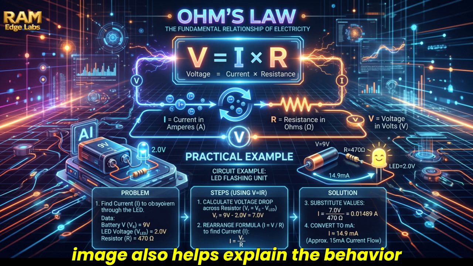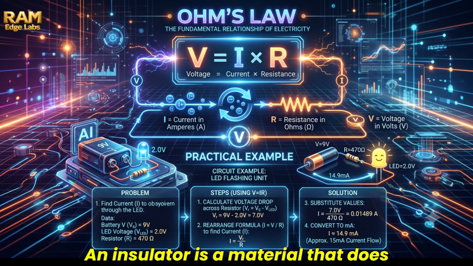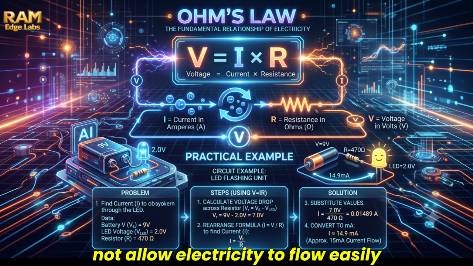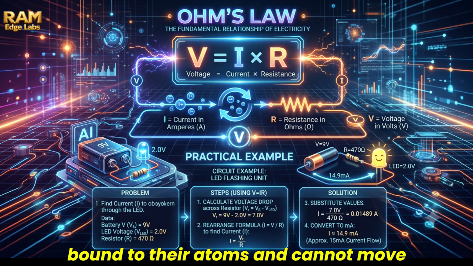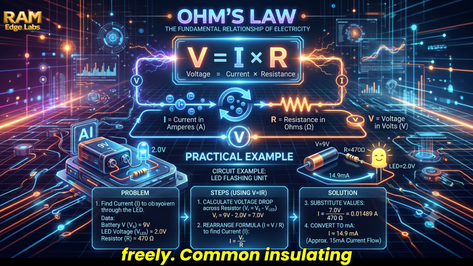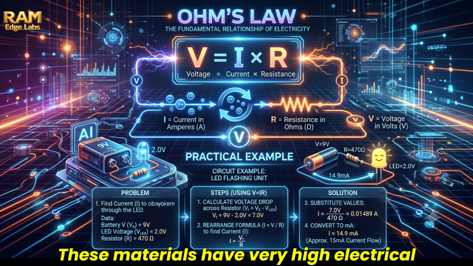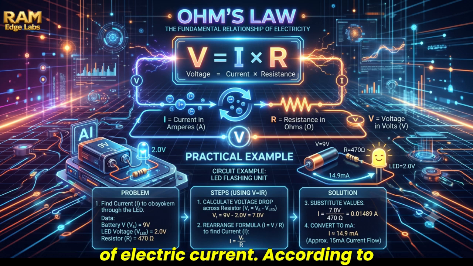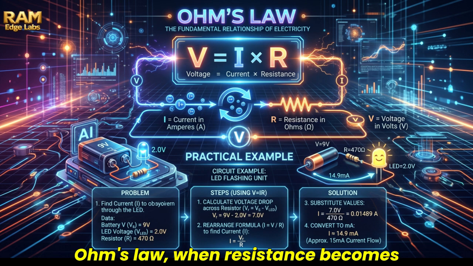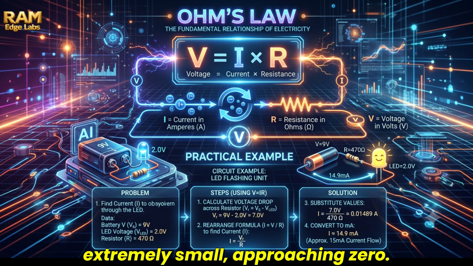The image also helps explain the behavior of an insulator using Ohm's law. An insulator is a material that does not allow electricity to flow easily because its electrons are tightly bound to their atoms and cannot move freely. Common insulating materials include plastic, rubber, glass, ceramic, dry wood, and air. These materials have very high electrical resistance, which prevents the movement of electric current. According to Ohm's law, when resistance becomes extremely high, the current becomes extremely small, approaching zero.